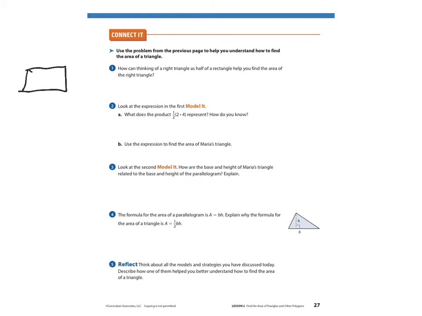What they're saying is if your triangle was here, how can making it a rectangle help you? You guys know rectangle area is base times height, right? The area of the rectangle is base times height. So you can divide that by 2 or take half.